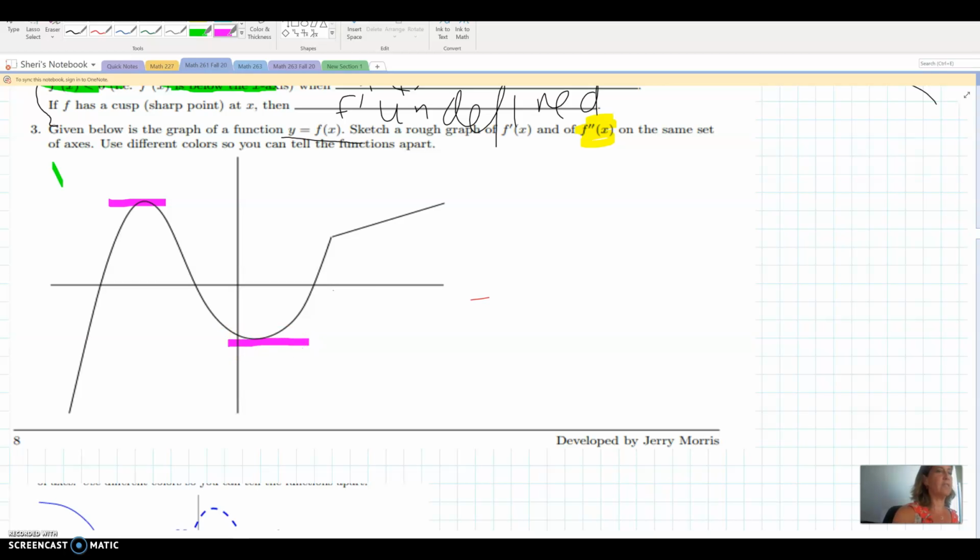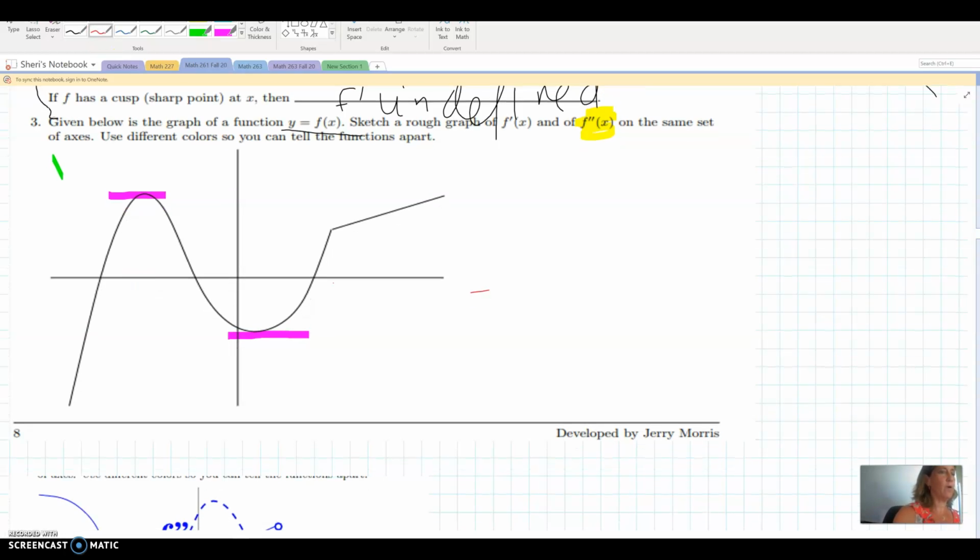The derivative is 0 when my actual graph has a constant rate of change, has a horizontal tangent, which is what I've highlighted in pink, where the graph turns around. So where I've highlighted it in pink is where the graph of my derivative should cross the x-axis, because the derivative should have a value of 0. Now where my graph is increasing, it goes up from left to right, my derivative should be positive. So that means it's going to be above the x-axis.